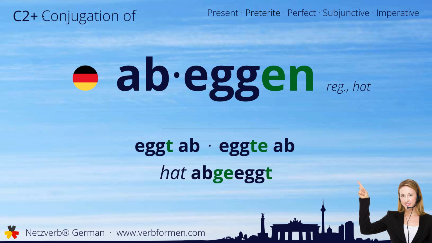Today we're going to learn how to conjugate the German verb abeggen. Watch and listen to the forms carefully. Let's start with the stem forms. Eckt ab, eckte ab, hat abgeeckt.